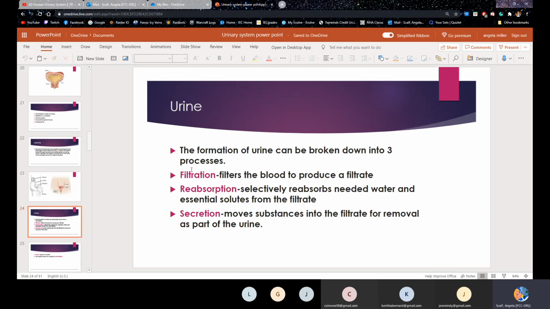So yeah, that's the processes. And on that national registry, I'm sure somewhere it's going to ask you which of these is a process of urine formation: filtration, reabsorption, and secretion.